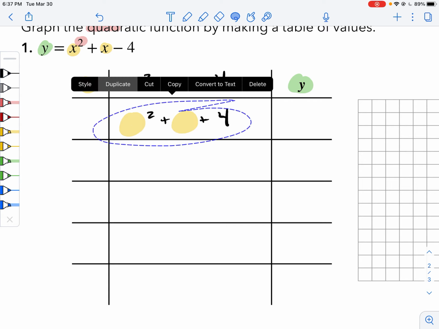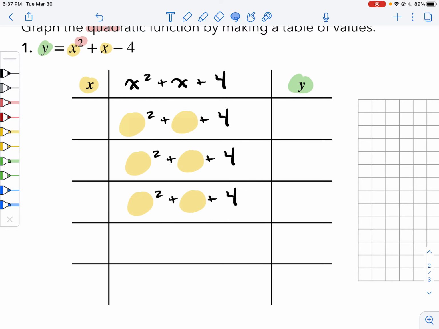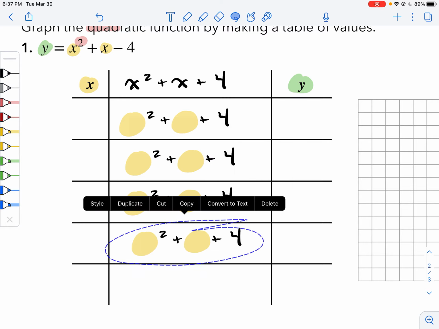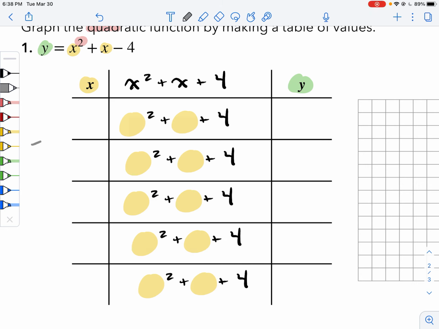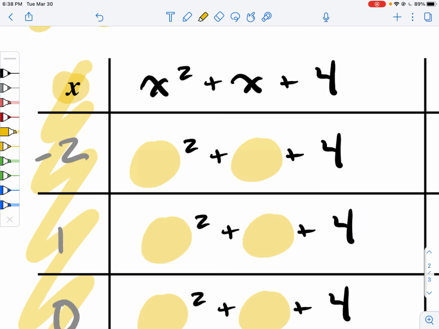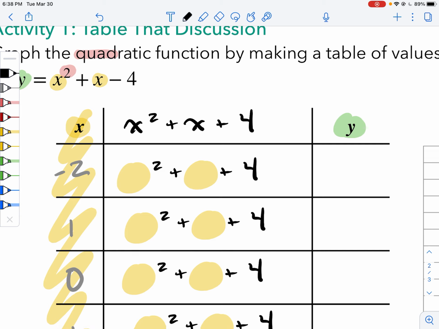Now, if you're going in this blind, because you have no idea what this looks like, it's always a good idea to pick some x values that are negative, pick easy numbers like 0, and pick some x values that are positive. I like to go with easy numbers, so let's try negative 2, negative 1, 0, 1, and 2, and see where that takes us. So since our x values are these guys right here, let's plug them in. First, if our x value is negative 2, we're going to plug in negative 2 squared plus negative 2 plus 4.